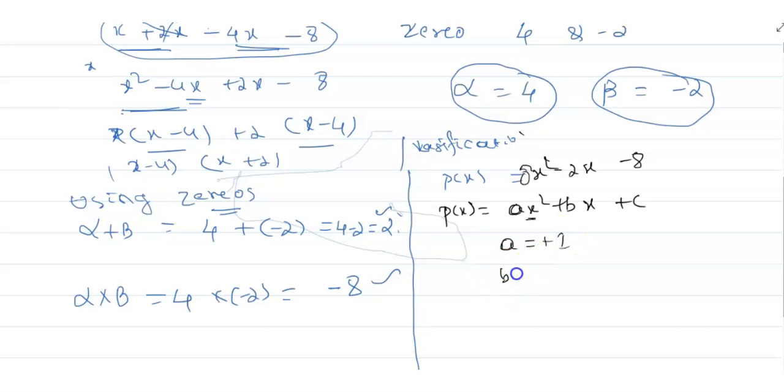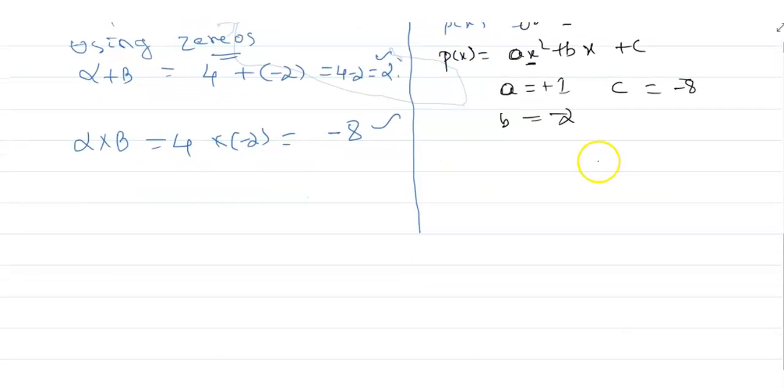And what is the value of b here? In place of b, what do we have here? 2 is there, along with the sign you have to take minus 2. What is the value of c here? That is minus 8. Now using this, you know how to find out using the coefficients. Let's find out alpha plus beta, sum of zeros, using coefficients.